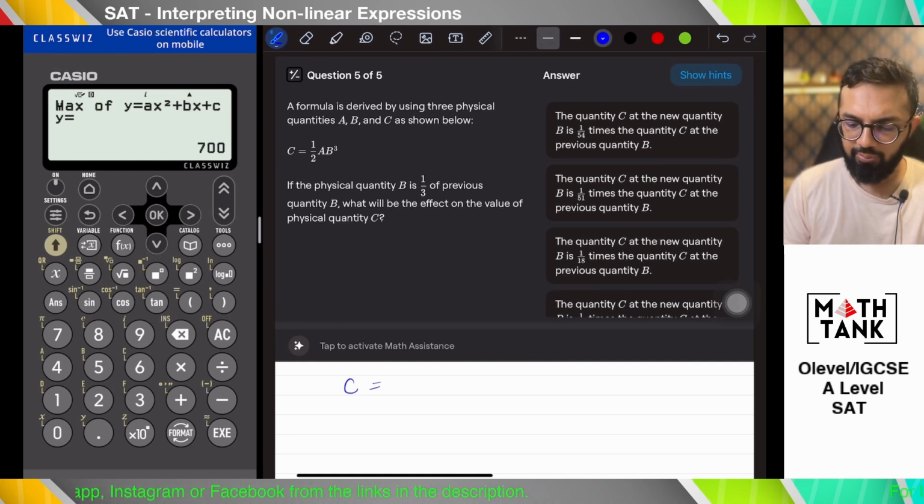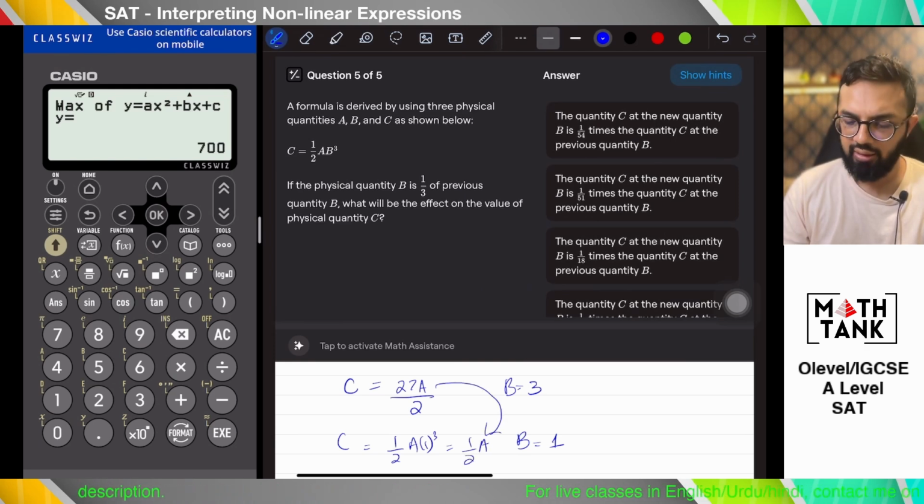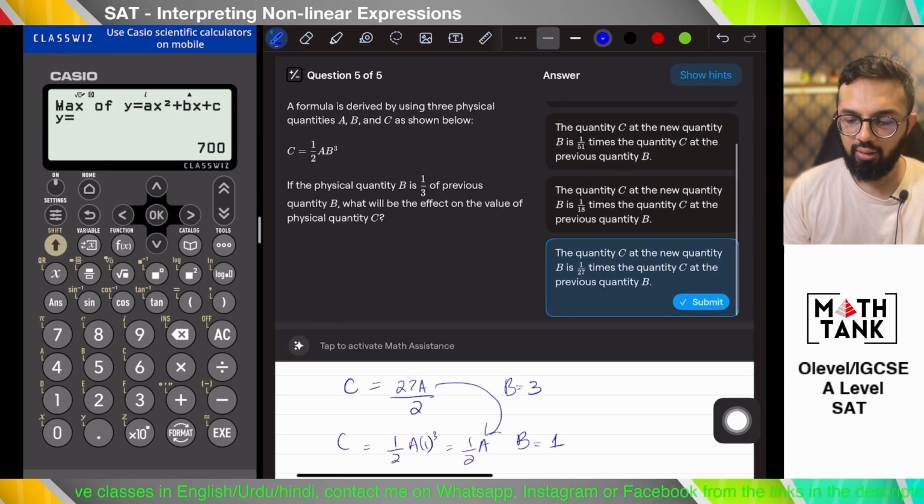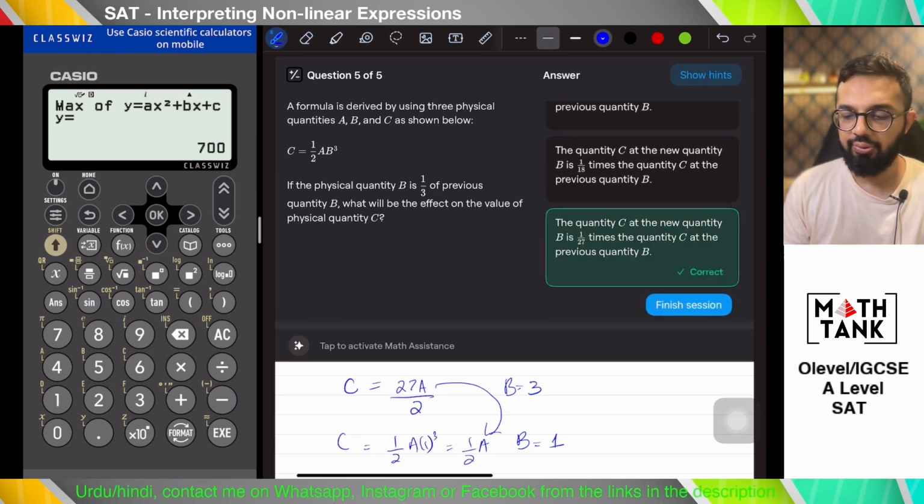So let's say b was initially 3 itself. Then I would end up with 27a over 2 as the value of c. If b was now one third of the previous value, which means b was now 1, then this would be 1 cubed, so it would be half of A. So from 27A over 2 to half A, it's reduced by 27 times. So 1 over 27 times the quantity. A comparison of these two, we would divide them.